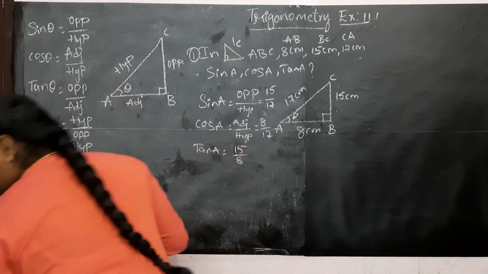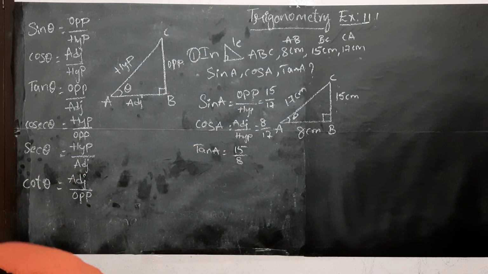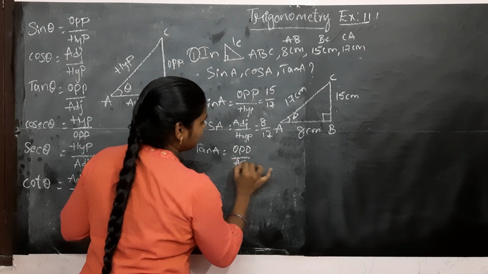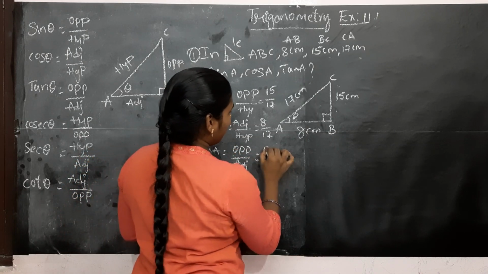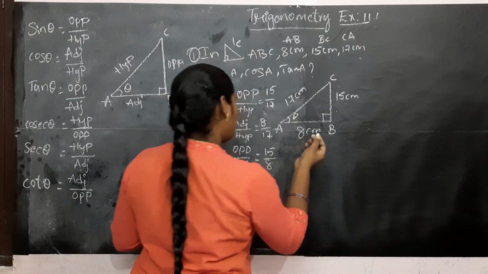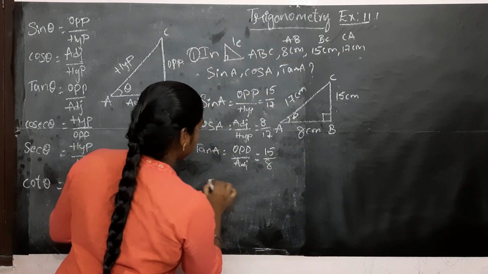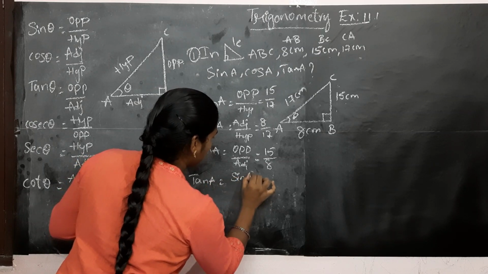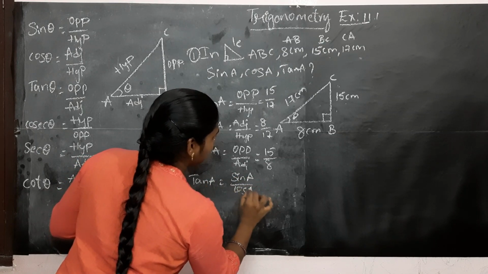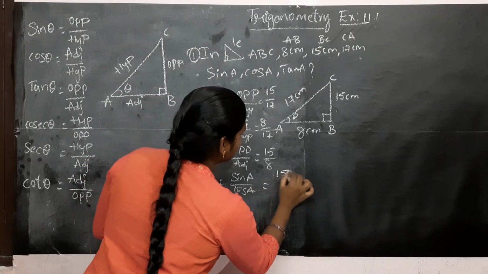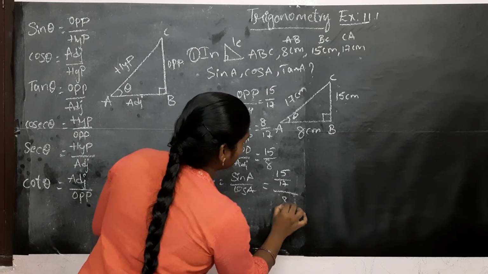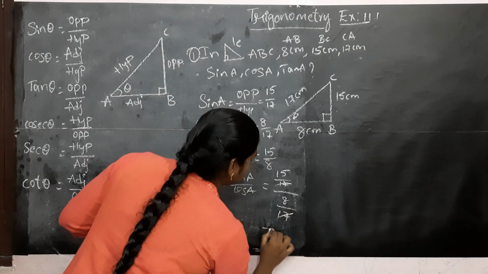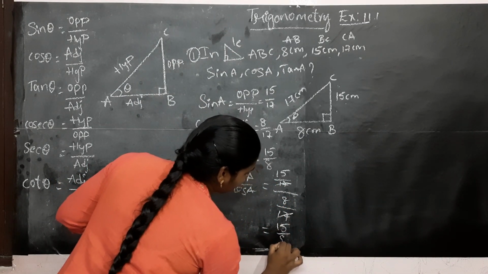Let me draw that as well. Opposite by adjacent is nothing but 15 by 8. Or one more way of figuring out tan A is equal to sin A by cos A, which in turn gives 15 by 17 divided by 8 by 17. The denominator gets cancelled and the answer is 15 by 8.